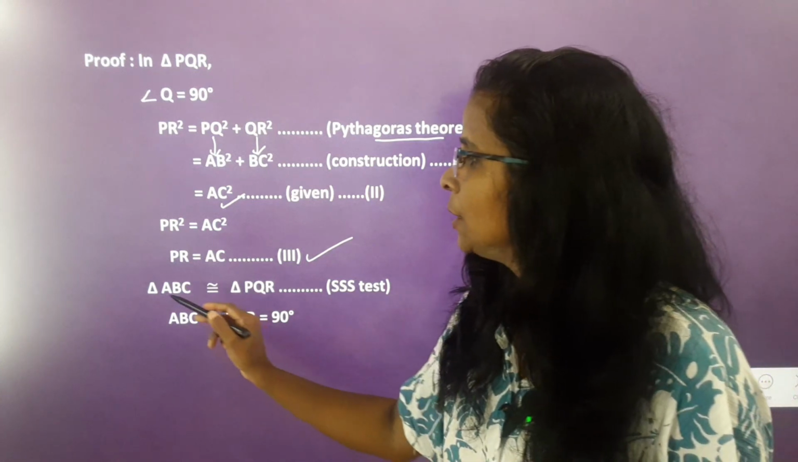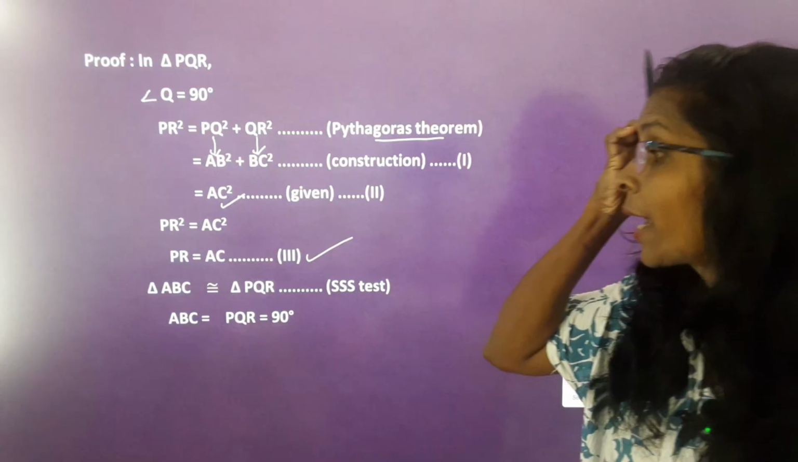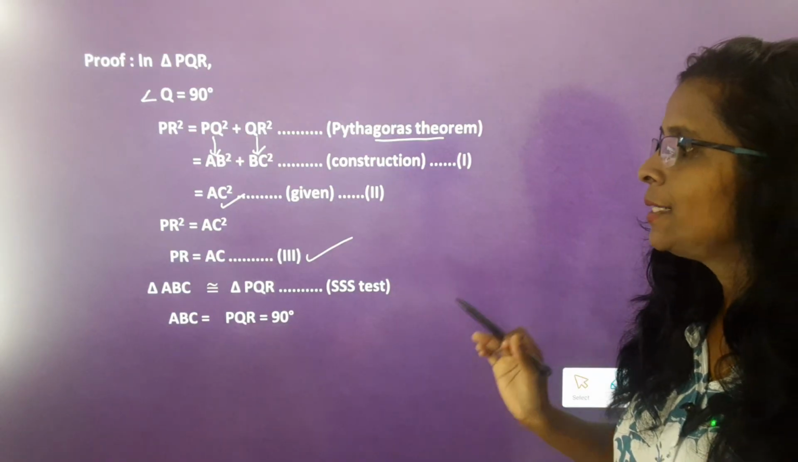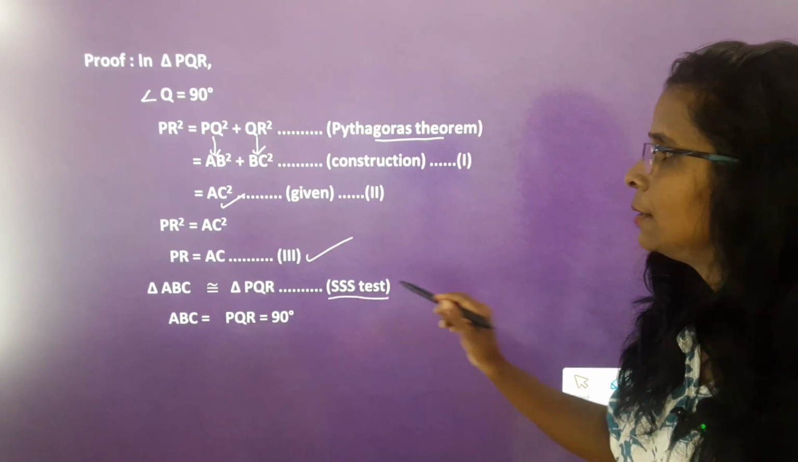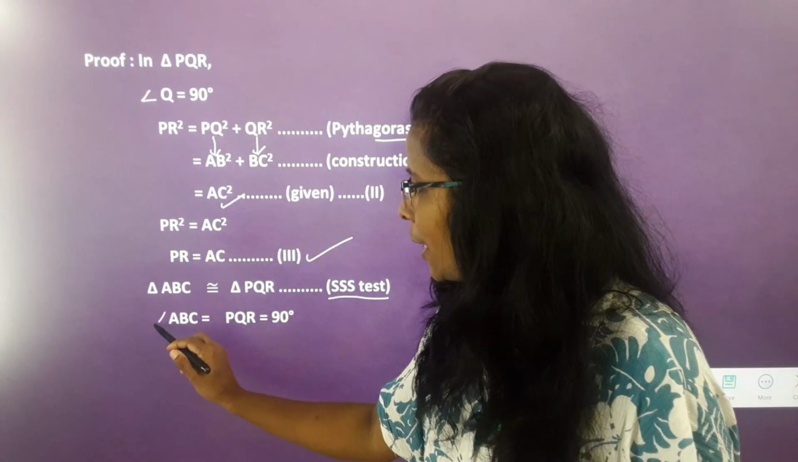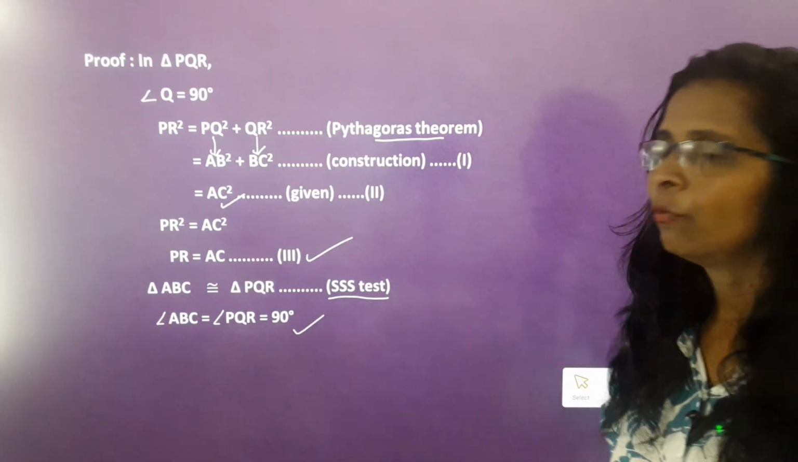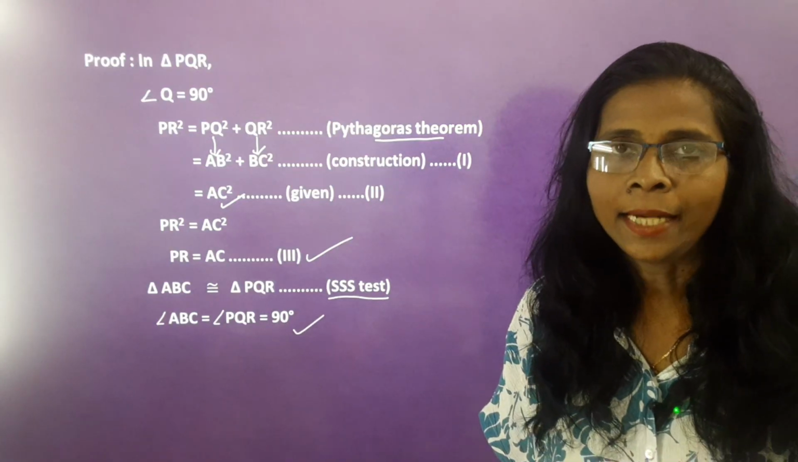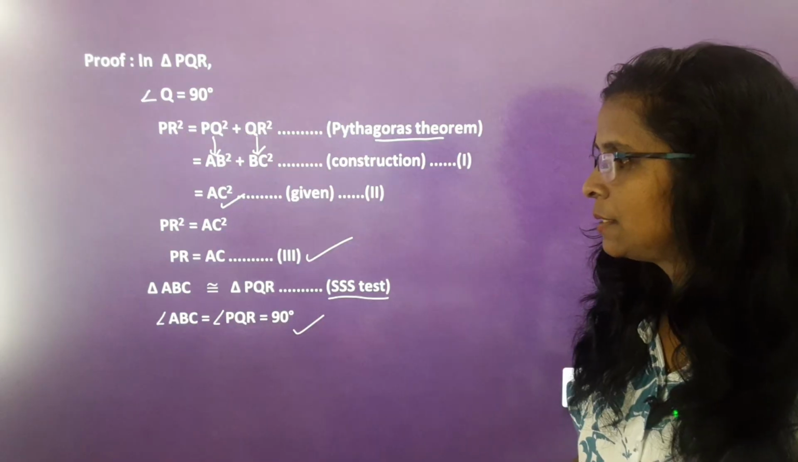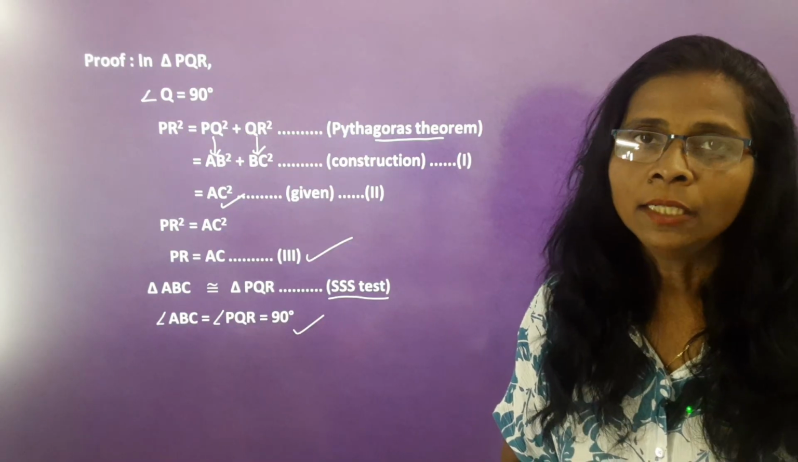So now in triangle ABC, it is congruent to triangle PQR, by the SSS test. So angle ABC is equal to angle PQR, which is equal to 90 degrees. That means ABC is a right angle triangle, students.